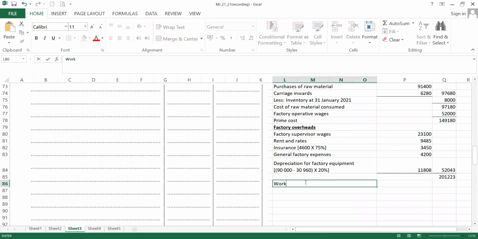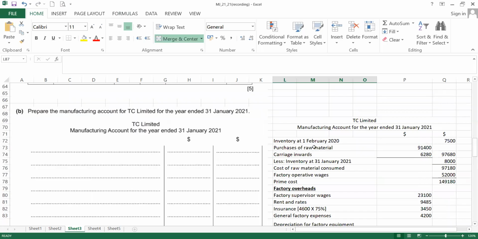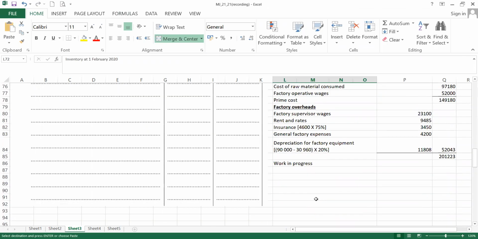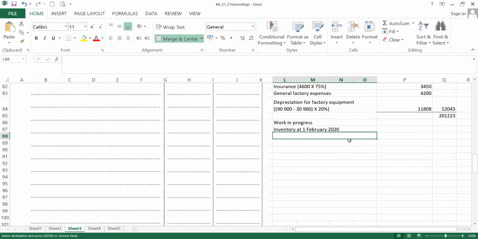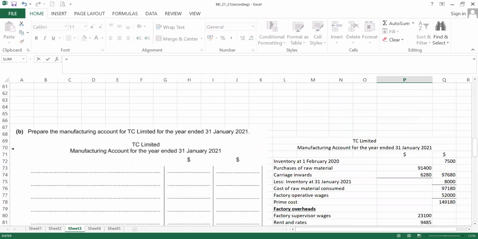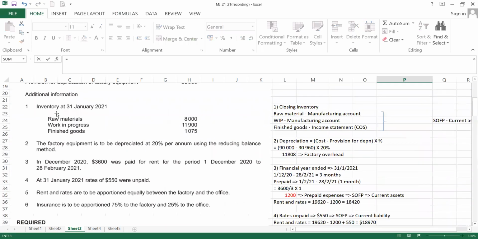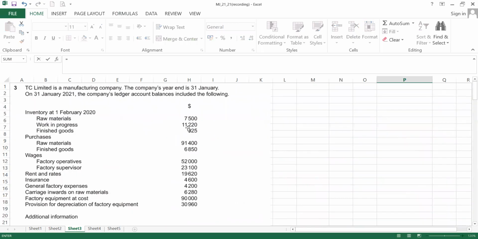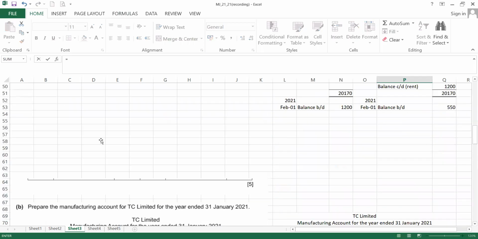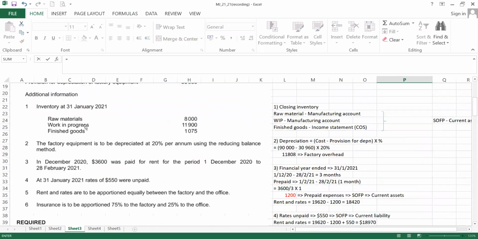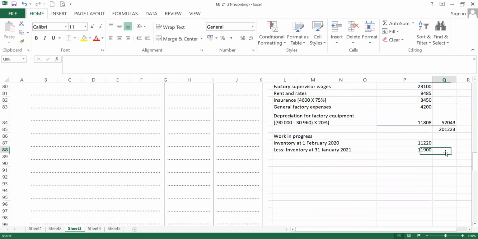And then work in progress. So for work in progress, we have opening inventory and the closing inventory as well. So one plus, one minus. So opening is a plus. Opening inventory 11220. This is a plus. And closing inventory has to be minus. This is work in progress. Okay, we take the differences.